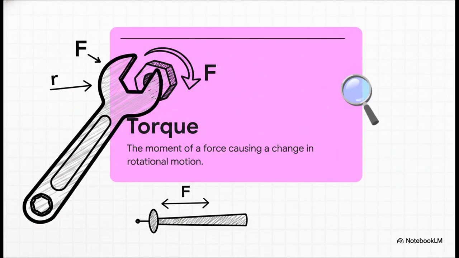It's defined as the vector product of the radius and the force applied. The formula is beautifully intuitive. Push harder or push further away from the pivot point, and you generate significantly more torque.